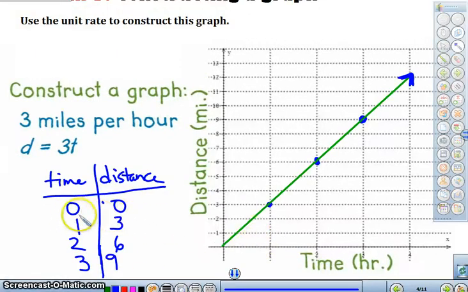The one thing you are going to notice that is in my table, I went with 0, 0. So if we were plotting unit rate 1, 3, 2, 6, 3, 9, you would have plotted those using your unit rate.